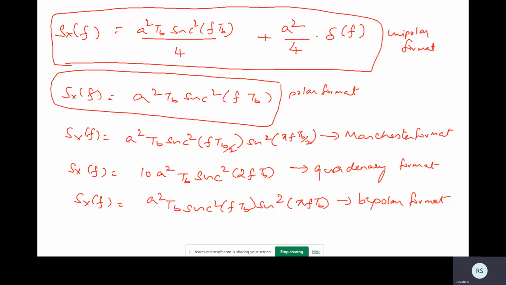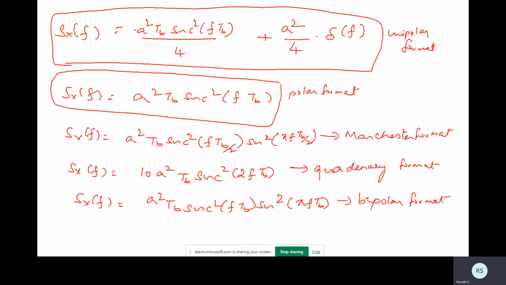So out of all the 5, unipolar occupies the lowest power, A squared Tb by 4. That is only 1 by 4th of the power consumed by the polar format. Whereas polar format, Manchester format and bipolar format consume A squared Tb. You see the quaternary format, it is 10 A squared Tb. So it is having 10 times the power consumed by polar formatting or Manchester formatting, or 40 times the power consumed by unipolar formatting. That is what you have to understand.